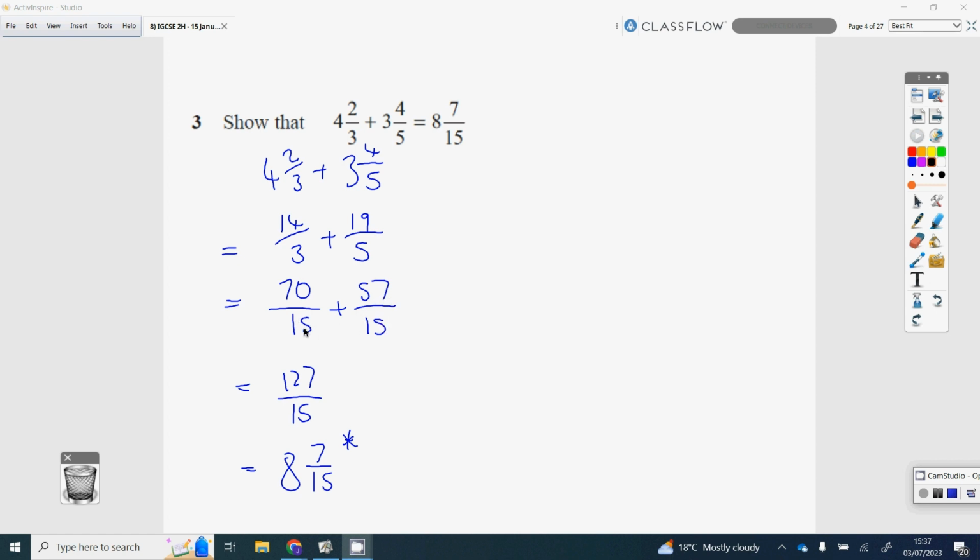Now you've got the common denominator, you can add the numerators. 70 add 57 is 127. And then convert from top-heavy fraction back to mixed numbers. So 8 lots of 15 is 120. So the 8 wholes use up 120, leaving us with 7 15ths, which is what we had to show.